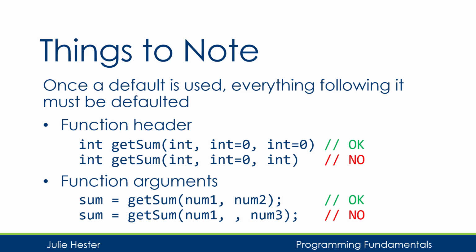The same is true when I'm calling the function. This function getSum, the one at the top, can be called with either 1, 2, or 3 parameters. And so my first call to getSum is using 2 parameters. That's going to be fine. I'll copy the value of num1 and num2 to the first 2 variables, and I'll use a default for the third. Or if I try to call it by omitting the second value, that won't be allowed because once I omit a variable, I have to omit all the remaining variables.